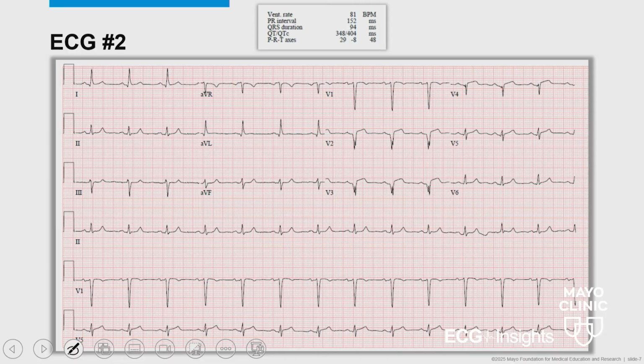But then as we get into V1 through V6, focusing once again on R wave progression, you have your normal small R wave, but then your big S wave here. Your T wave is slightly negative, but that's pretty normal for V1.